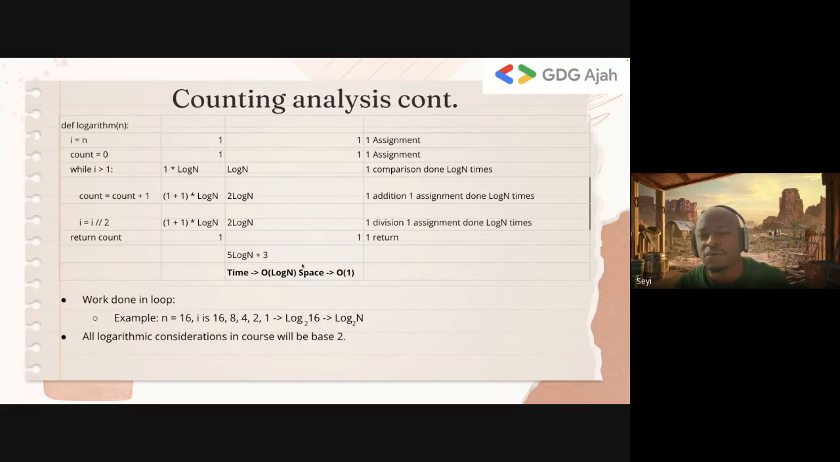So log n is less complex, or faster, than O of n. So O of n is slower than log n, or log n is faster than O of n.